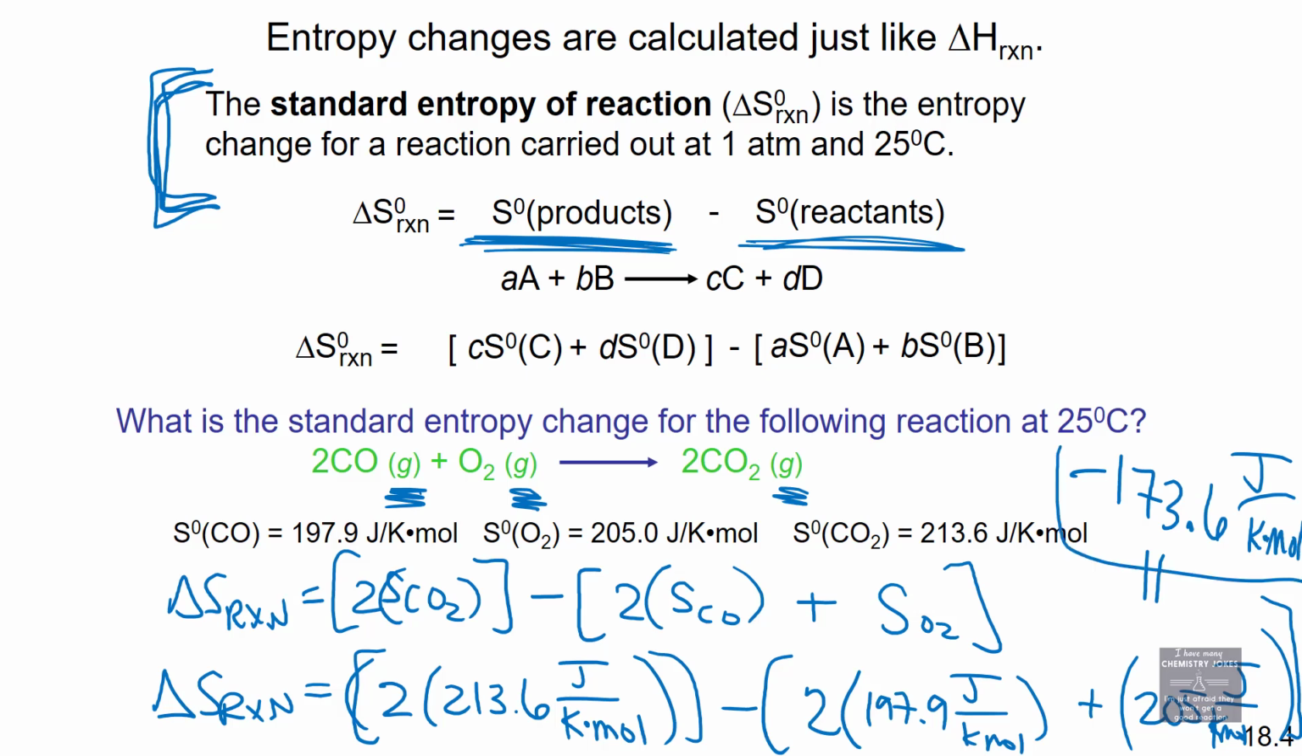Yep. Delta S for this reaction is negative. I'm going from 3 moles of gas to 2 moles of gas. It is becoming more ordered when I only have 2 moles of gas instead of 3. I should be able to look at this reaction and say, yep, it's going to be a negative delta S, and then I quantitatively calculate it. Yep, it's a negative delta S, right?